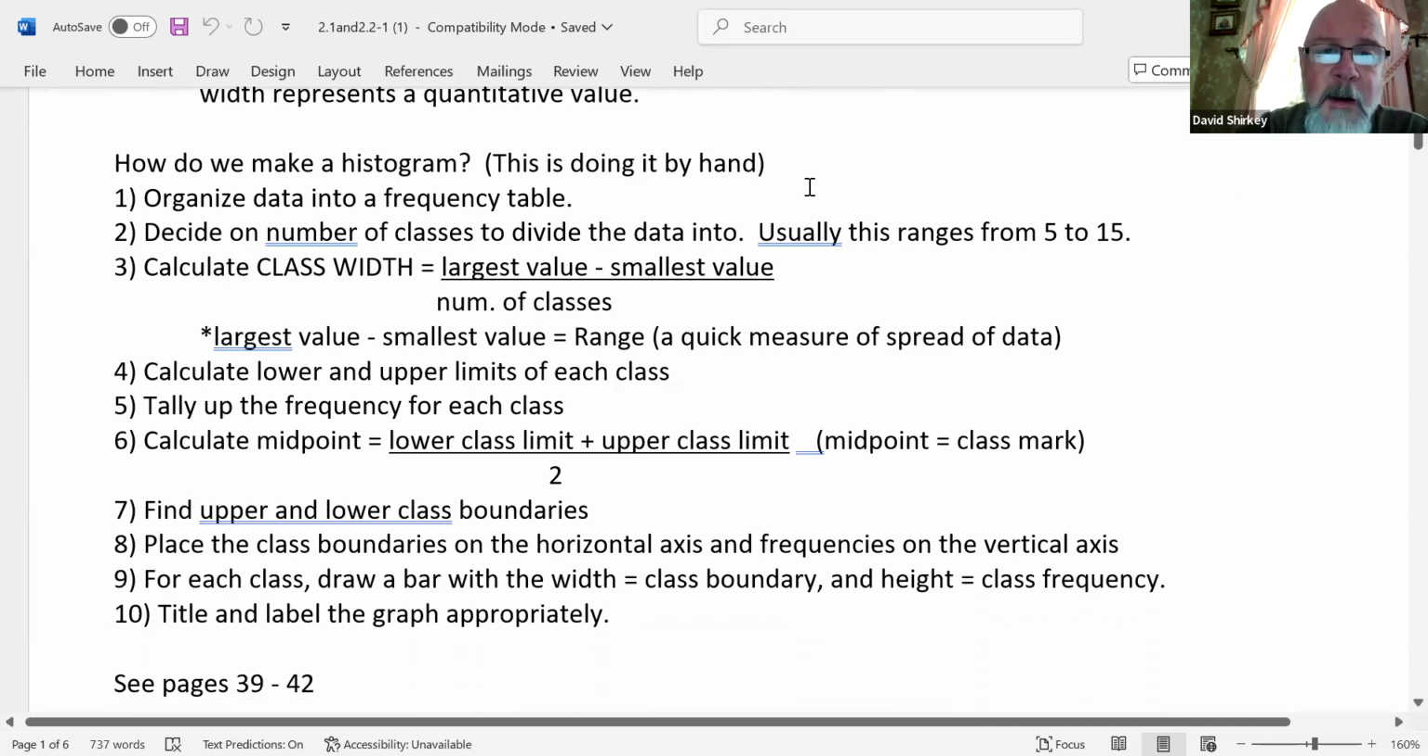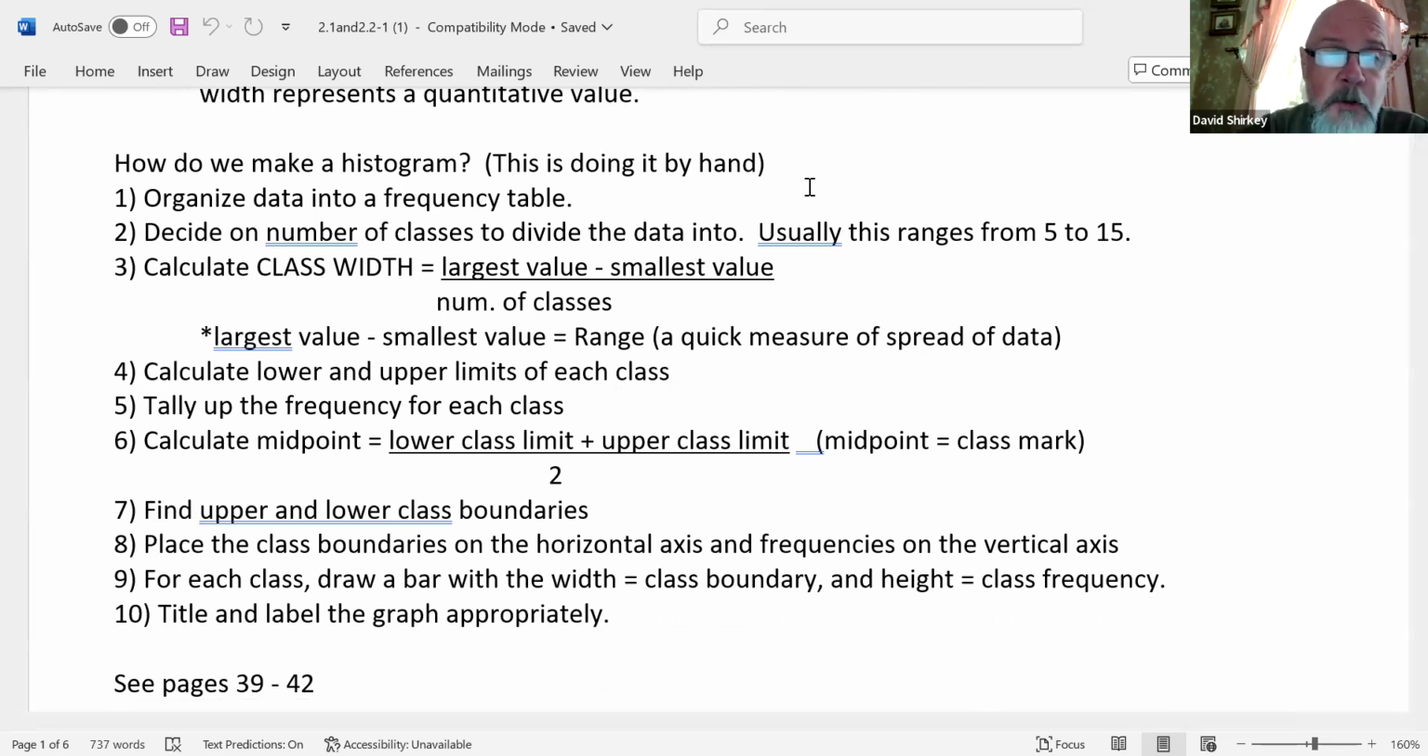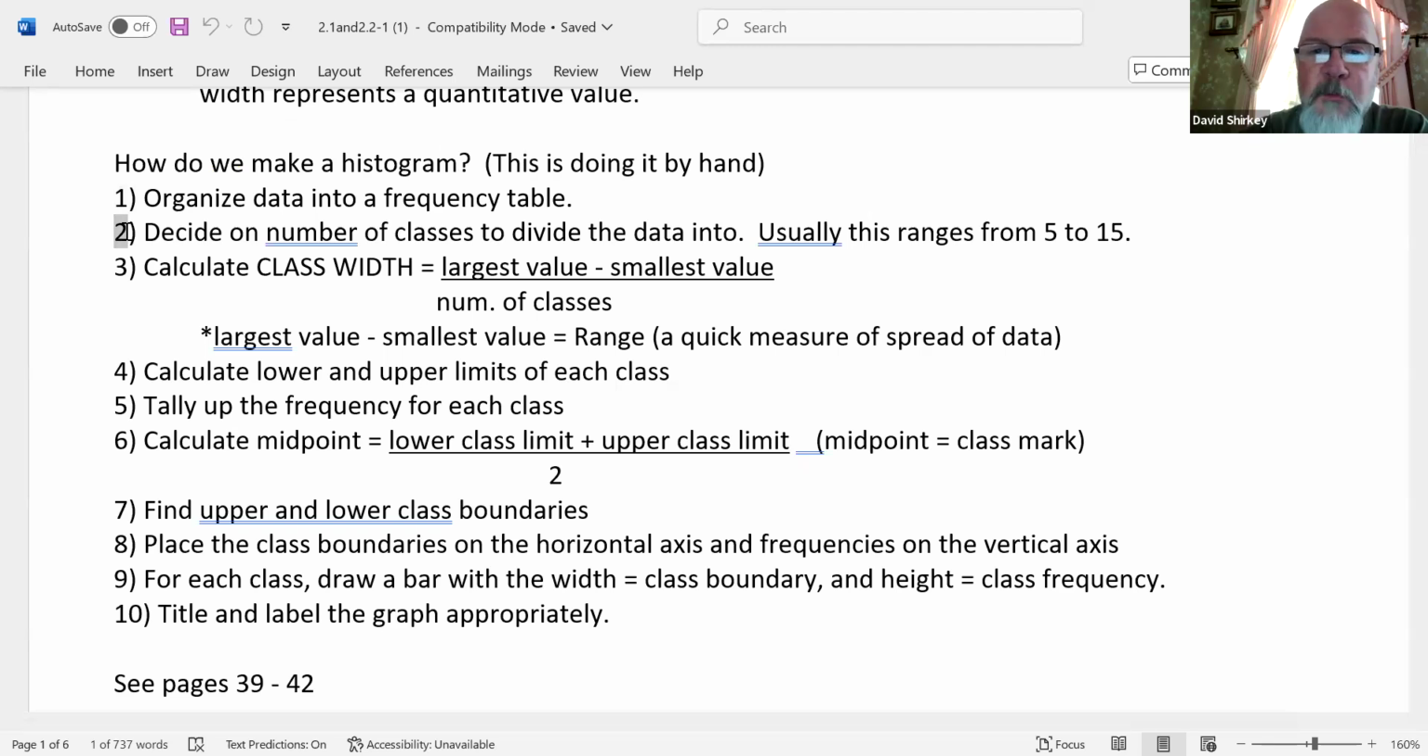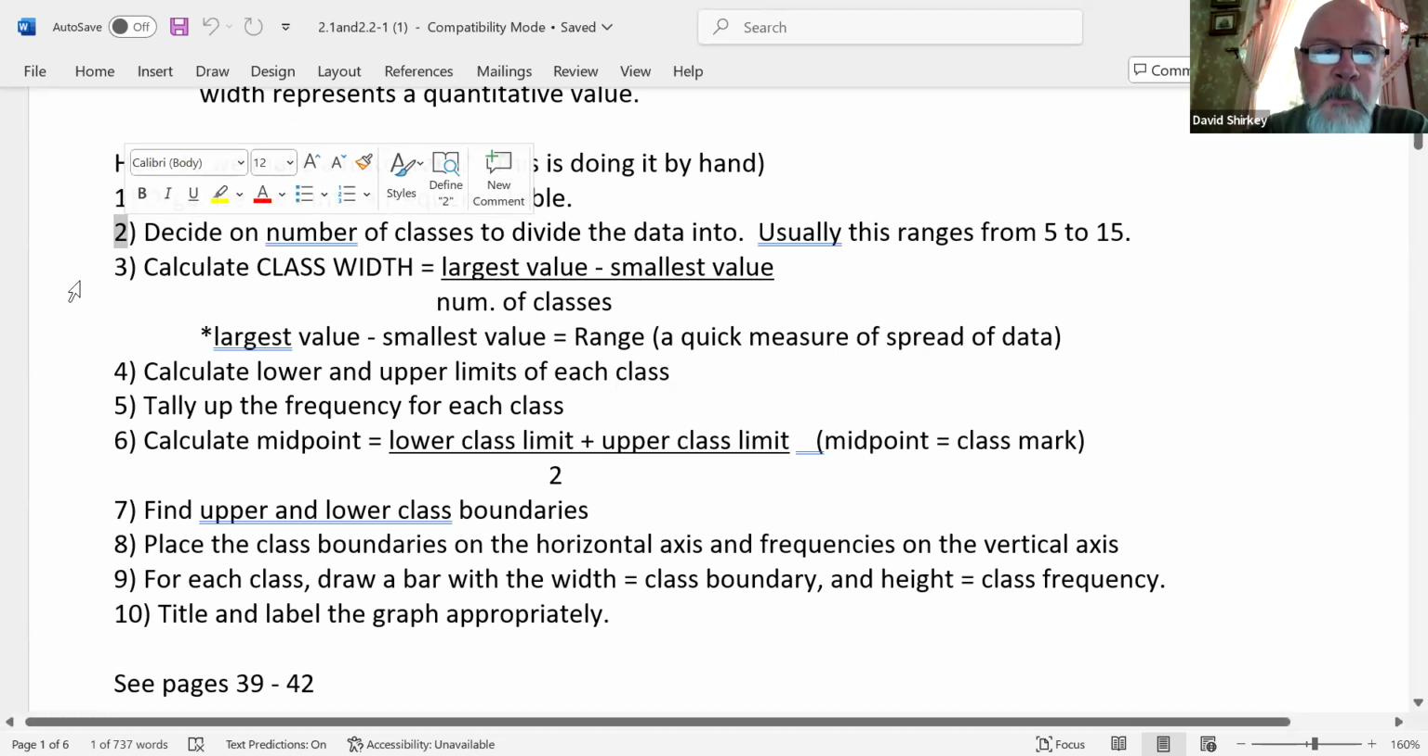So how do we make a histogram? This is if you're doing it by hand. It's fairly labor intensive depending on how much data you're looking at. So first, step number one, organize the data into a frequency table. Step number two, decide on the number of classes to divide the data into. Usually this is going to range from 5 to 15.